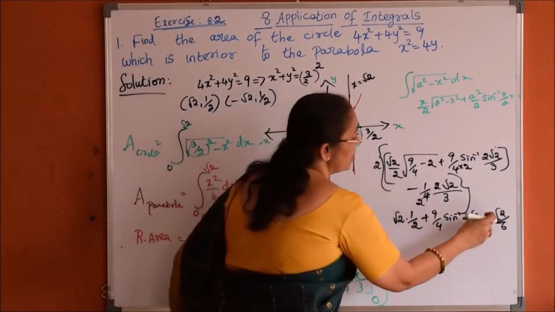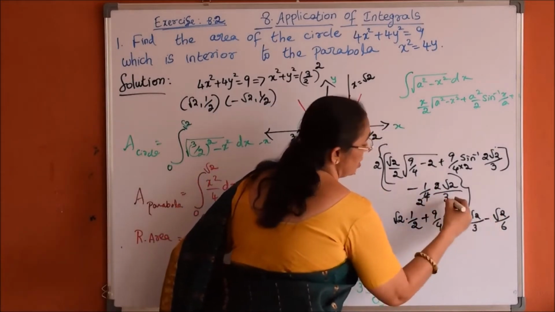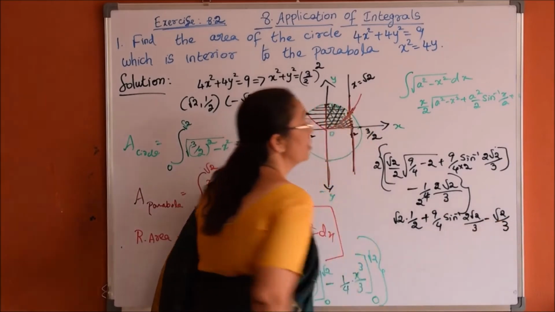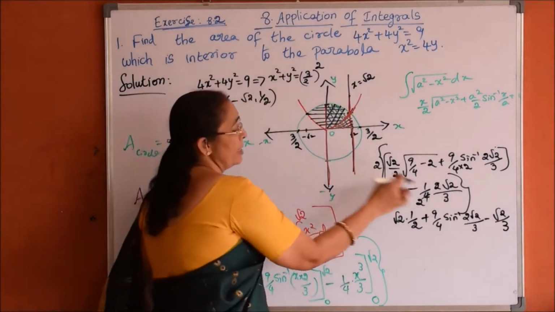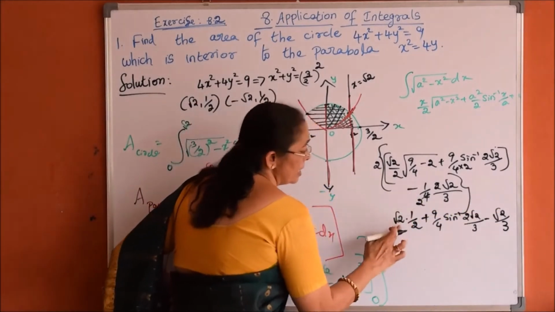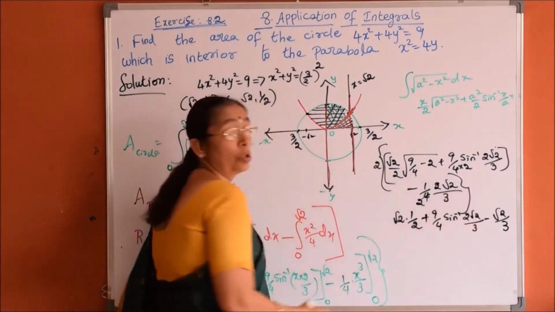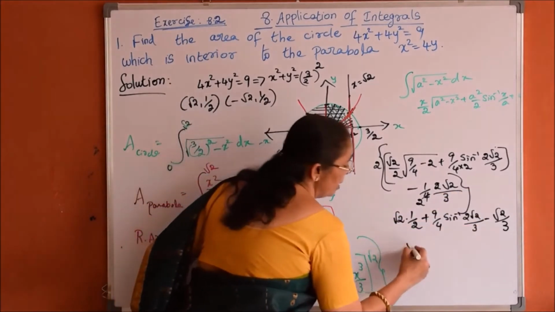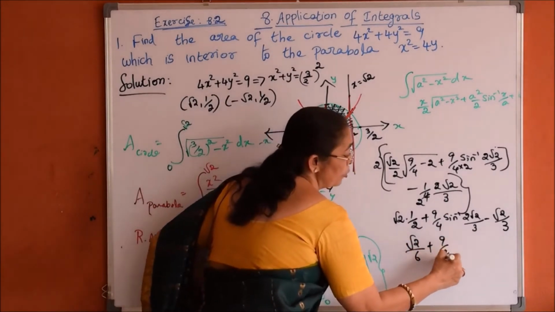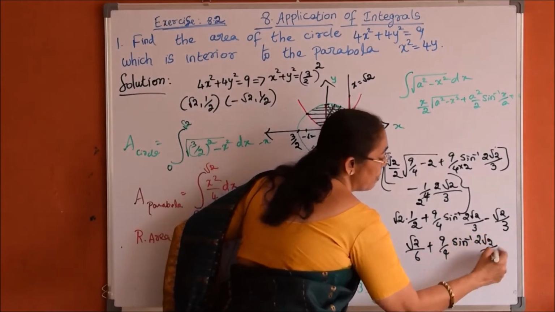So, we will get 2 into 2 root 2 by 6, and this 3 is there. So, it will get cancelled, we will get minus root 2 by 3, or we can say this 2 will get cancelled, minus root 2 by 3. So, the final answer is root 2 by 2 minus root 2 by 3, which is nothing but root 2 divided by 6 plus 9 by 4 sine inverse of 2 root 2 divided by 3.